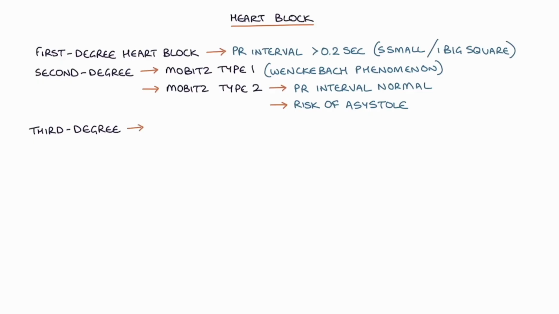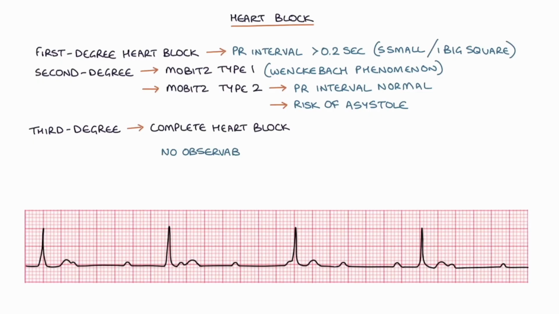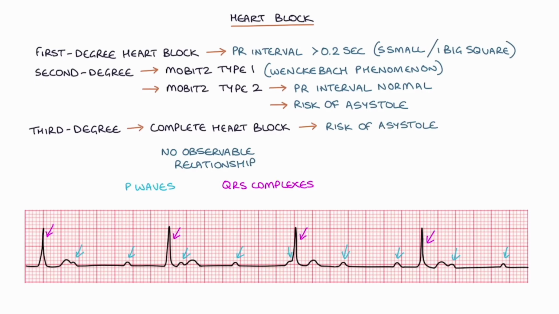Third-degree heart block is also called complete heart block, and this is where there's no observable relationship between the P waves and the QRS complexes, and there's a significant risk of asystole with third-degree heart block.